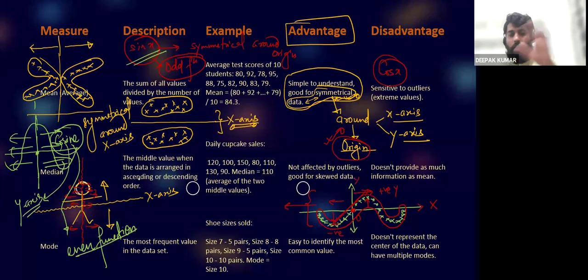So I won't go into the complexity of odd and even right now because we are learning about data and distribution. Hope this is understood up to this point. Yes or no?